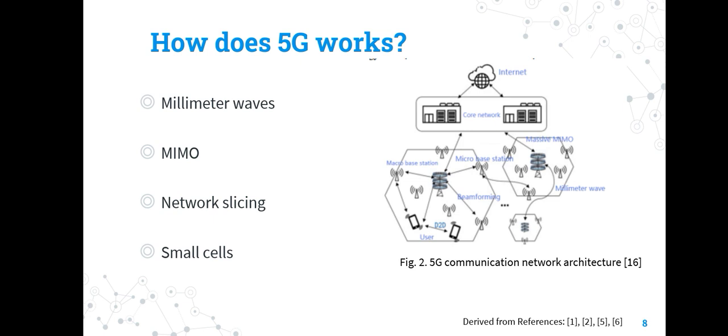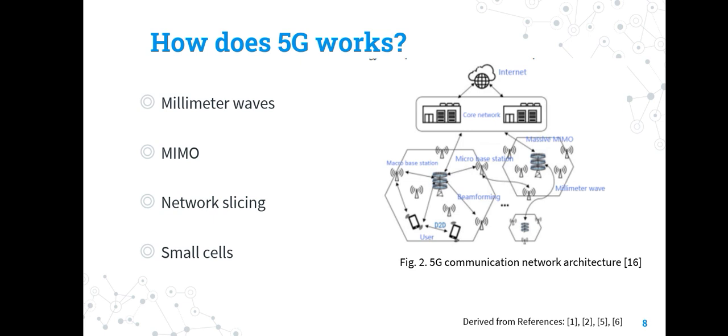So now let's look at how 5G technology works. Given below are the four main technologies used in 5G technology for achieving its specifications or characteristics. The first one is millimeter waves. Millimeter waves means 5G technology uses high radio frequencies for data transmission.